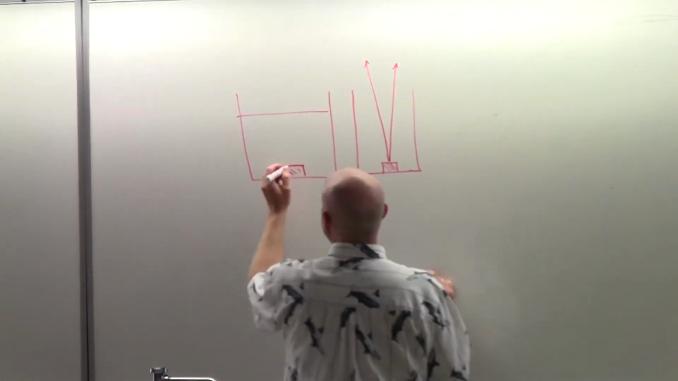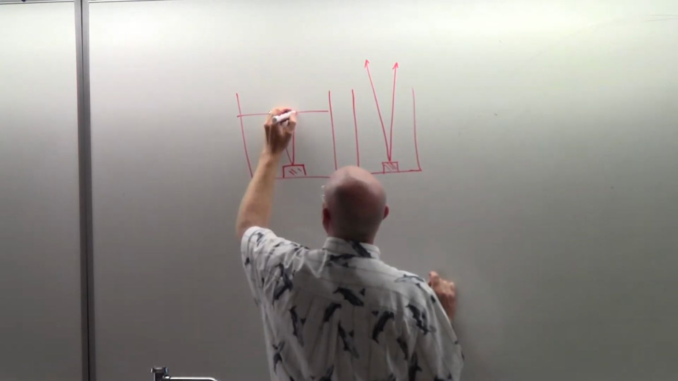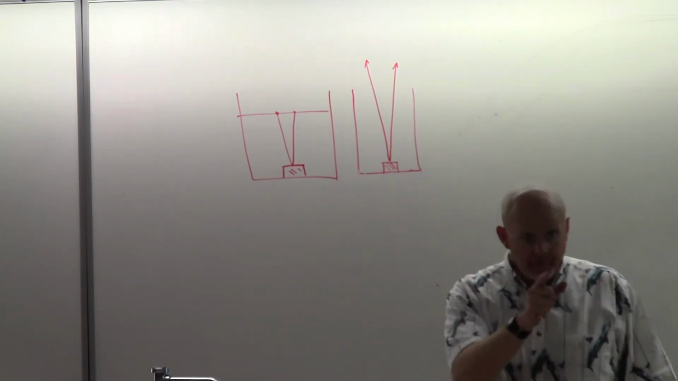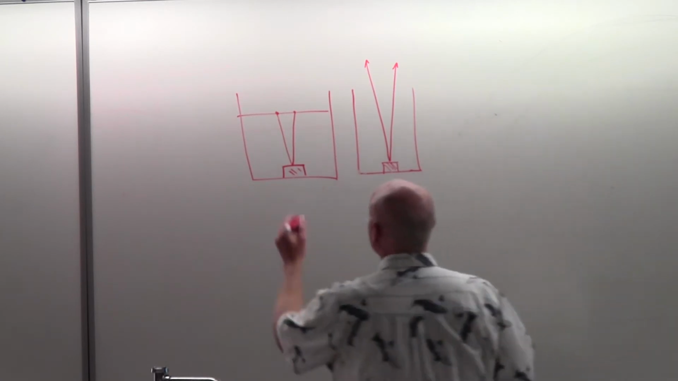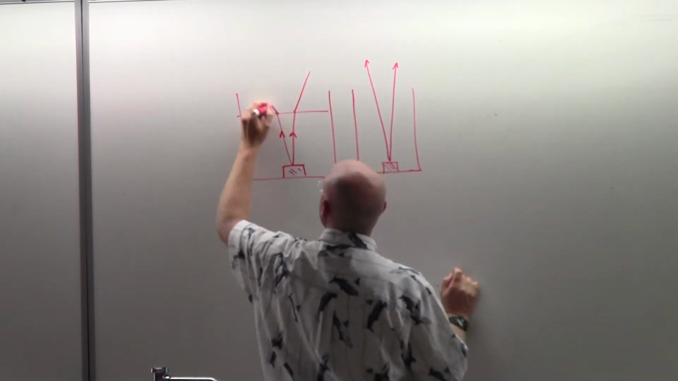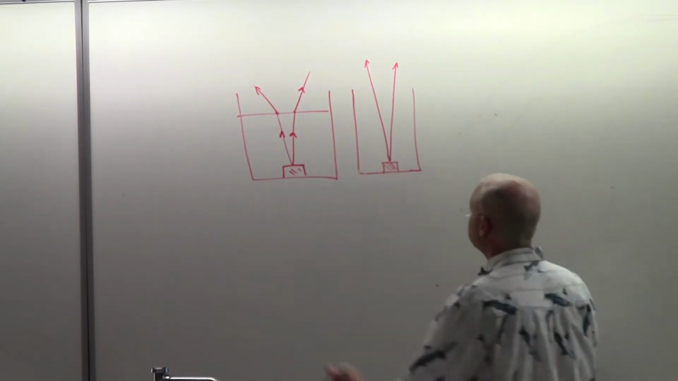I'll exaggerate here, but if you look at the light that comes up from the penny, it will bend which way? Away from the normal, right? We're going from water, where the light is slow, to air, where the light is fast.